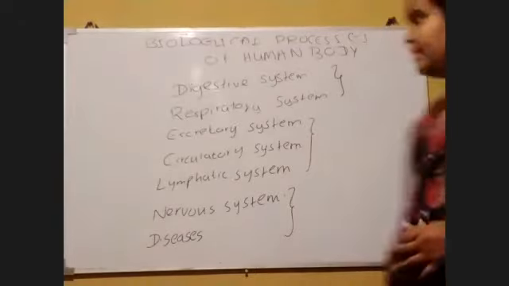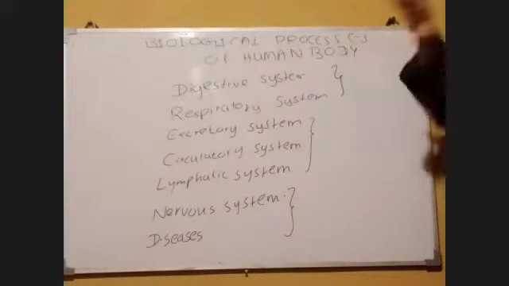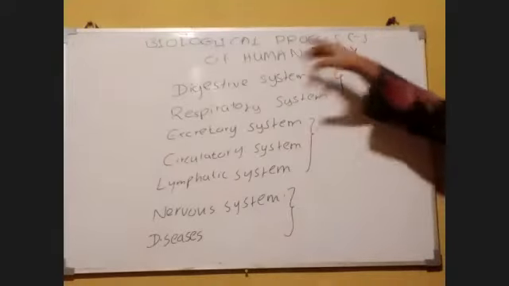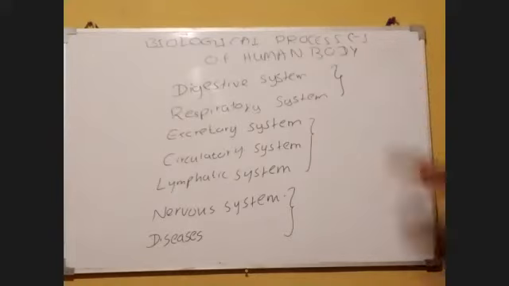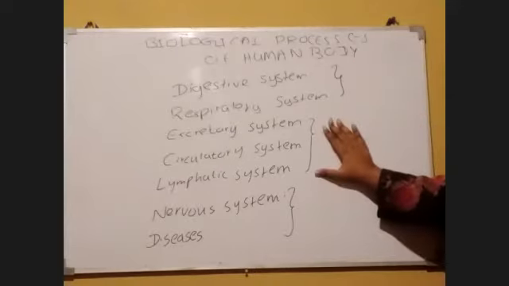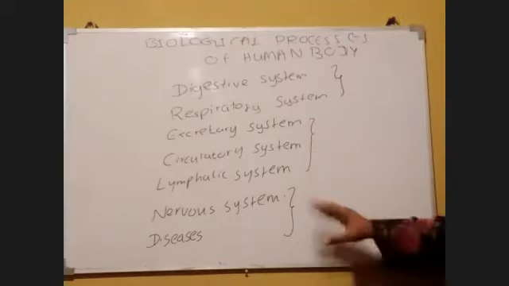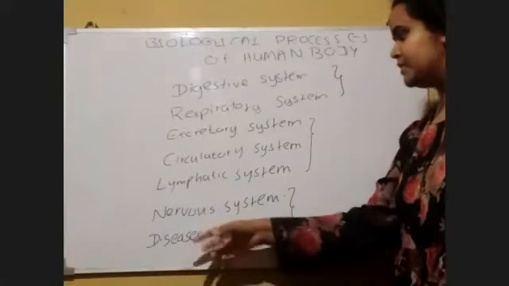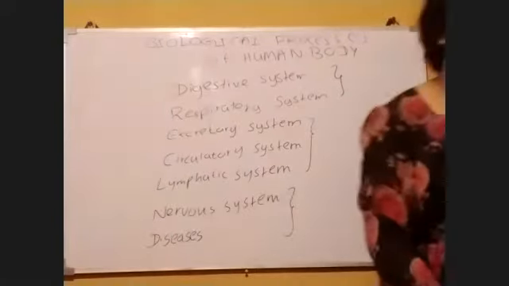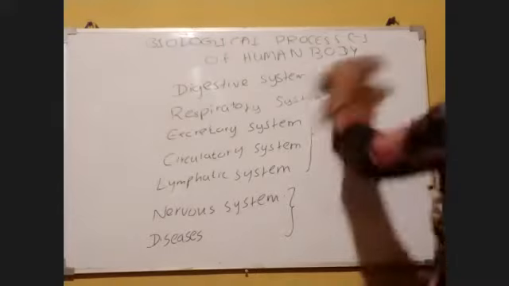Yes, great. So today we are going to discuss the longest lesson in this grade 11 syllabus, biological processes of the human body. During the first session, we are going to discuss the digestive system and respiratory system. In the second session, we are going to discuss the excretory system, circulatory system, and lymphatic system. And finally, the diseases of all the systems and the nervous system. So the first system we have to learn is the digestive system.